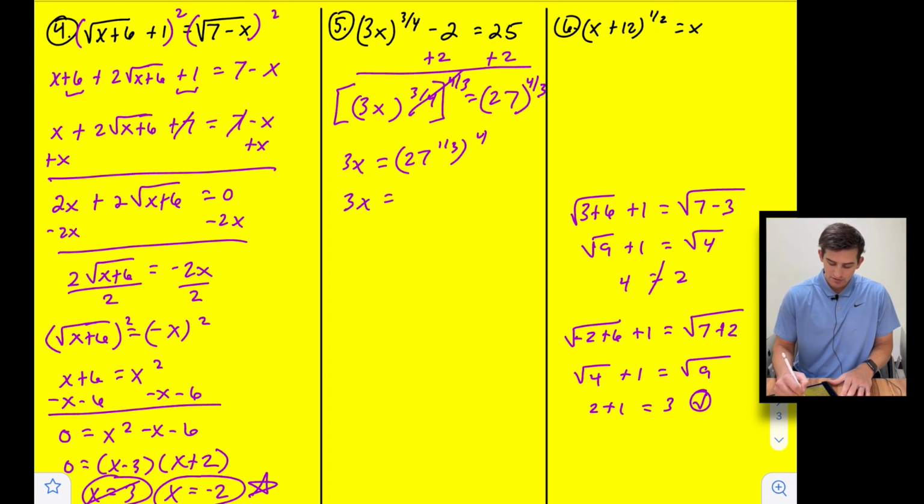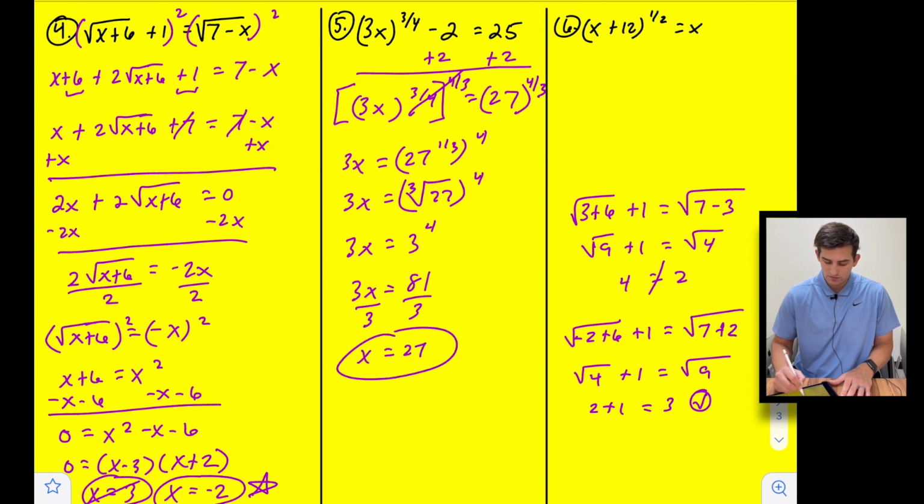So now this is going to be 3x is equal to, this would be the cube root of 27 to the 4th power. Cube root of 27 would be 3, and 3 to the 4th power is 81. So now we can divide both sides by 3 to get x is equal to 27. Okay, so now we can plug this back in to check.